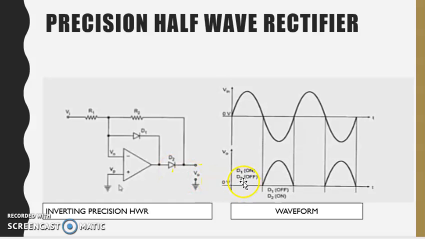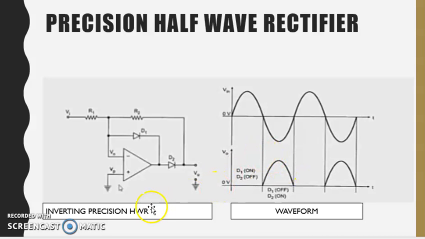So in the positive half cycle, you can see here in this waveform, the output comes 0 due to D2 being reverse biased. In the negative half cycle, it will be reversed. D1 will be in the off condition, which means reverse bias condition, and D2 will be in forward bias. So D2 will conduct here. So we will get a waveform for the negative half cycle like this.